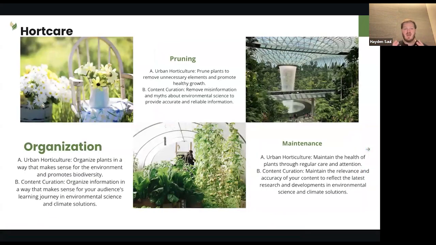All right, and I believe the last of our combined words, horticare. So horticulture and caring. We're going to break this down into 3, which is organization, pruning, and maintenance. So when it comes to organization, how do you organize a plant in a way that makes sense? What plants go well together and what plants simply won't grow together?